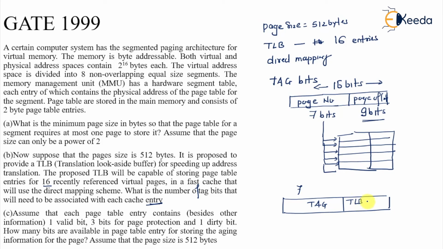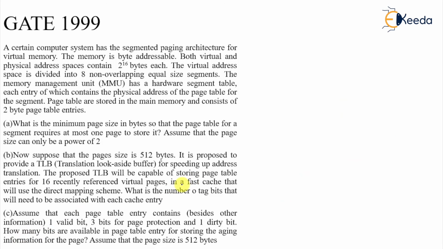So how many entries are there in this case? Only 16 entries, so 4 bits required here. So remaining is what? 3 bits. So 3 bits will be used for the tag, 3-bit tag comparison. Okay, so only 3 bits required for the tag comparison. So the last one is this.